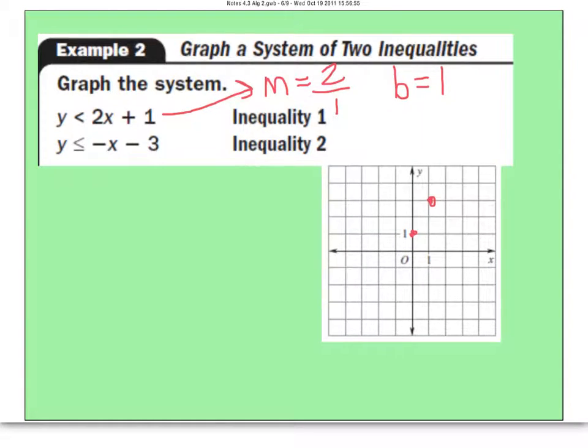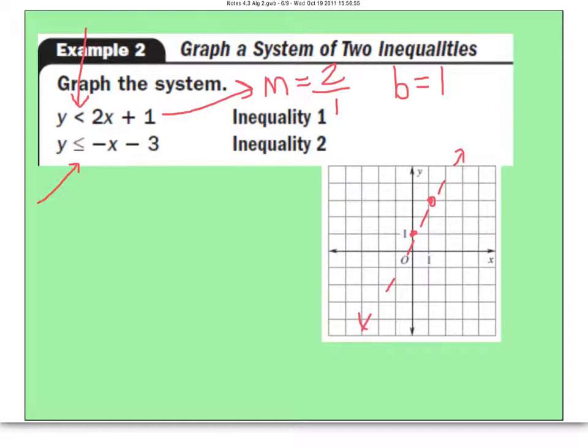Before I draw the line, I have to look at the inequality to see if it's a solid or dotted line. Remember, if there is no equals to, there's no line. It's dotted. I like to remember it because this guy right here has the line, therefore I draw the line. So let's dot this one.